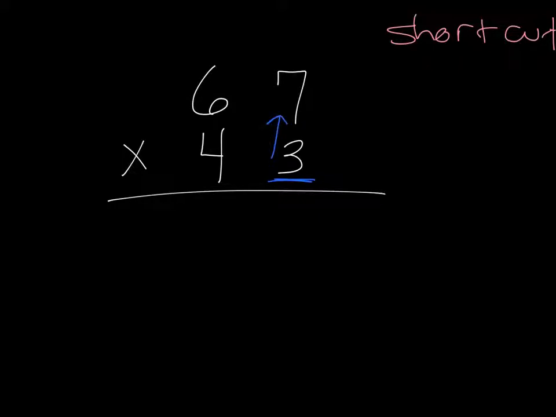3 times 7 is 21. We can't put both numbers down, so we're going to bring the 1 down and carry the 2. Then we're going to take our 3 and multiply it by 6. 3 times 6 is 18, plus the 2 that we carried over is 20. So what we ended up doing was taking our 3 and multiplying it first to 7 to get 21. We dropped the 1 down and carried the 2. Then 3 times 6, which is 18, and then add that 2 to get 20.